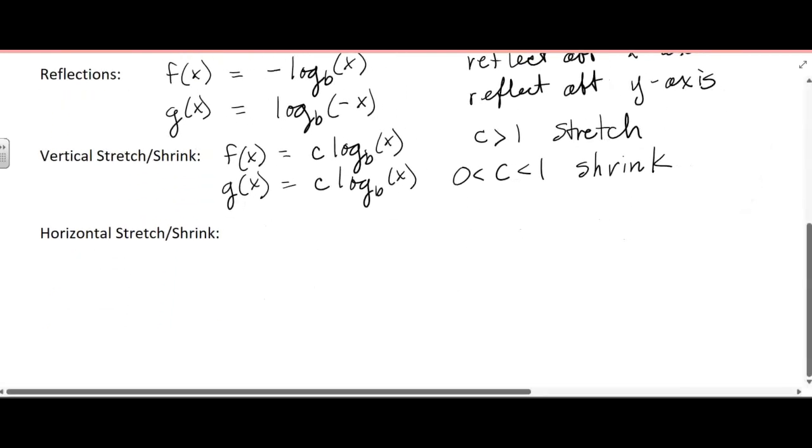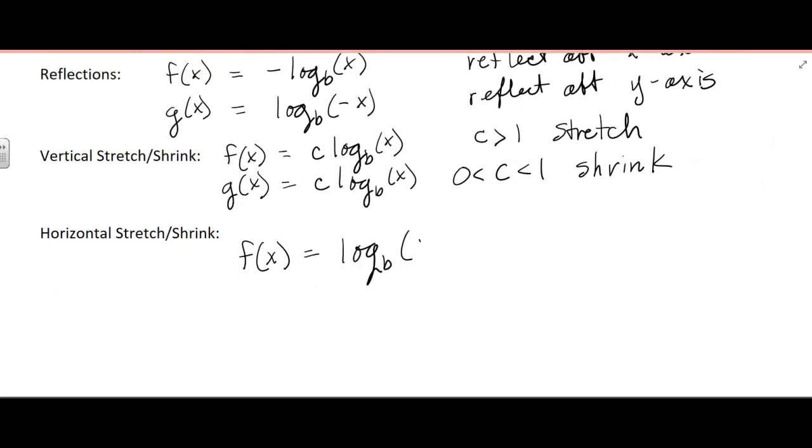And then finally, if we have a horizontal stretch or shrink, it's going to be log base b, and then the c is going to be inside with the argument there. It's going to be part of the argument. All right, if c is greater than 1, it's going to be a shrink. And then if c is between 0 and 1, then it's going to be a stretch.